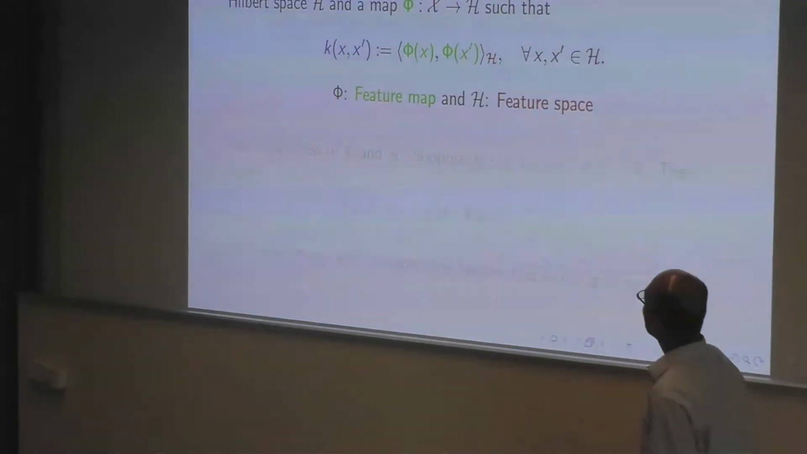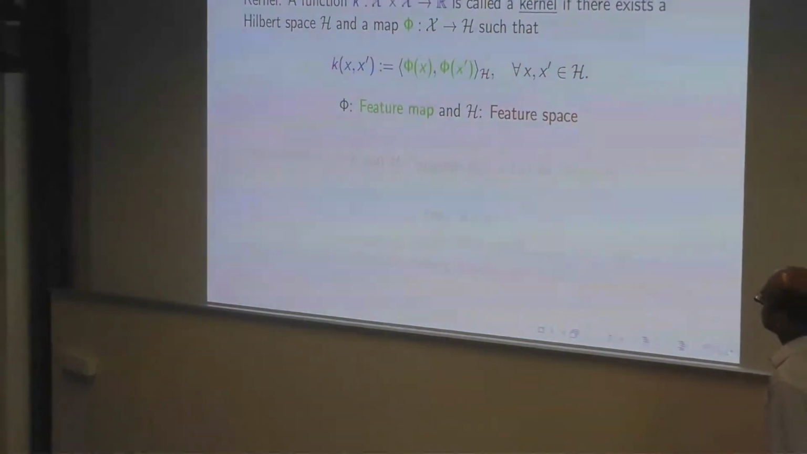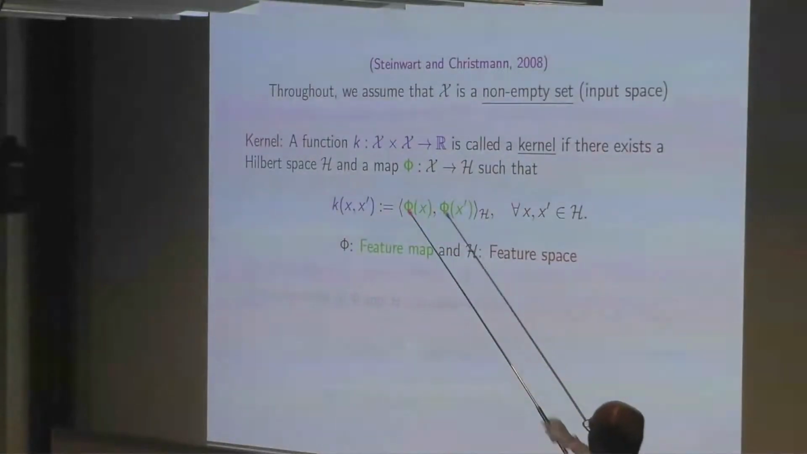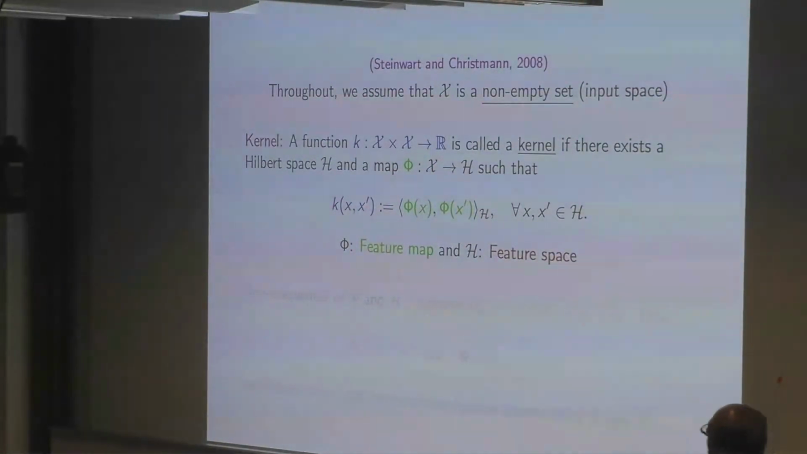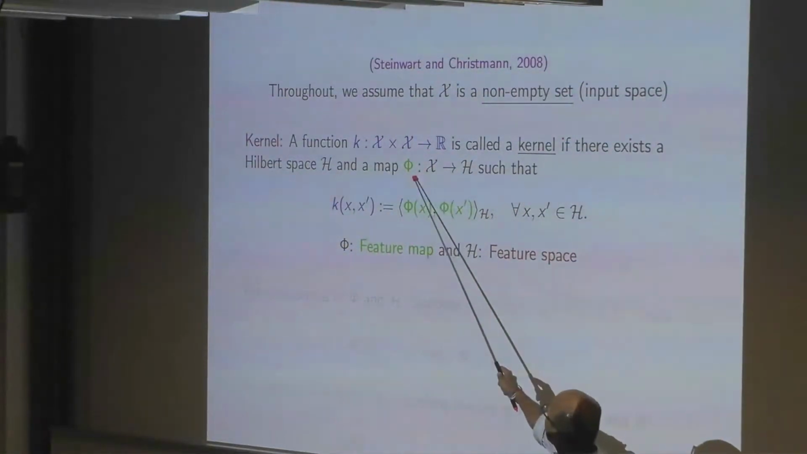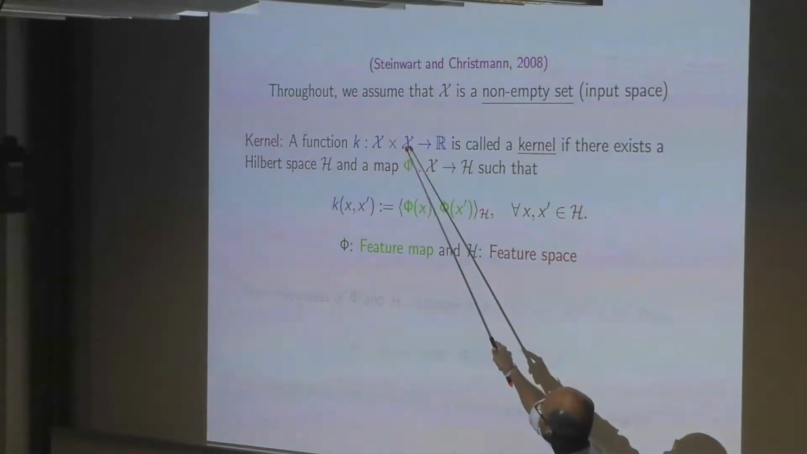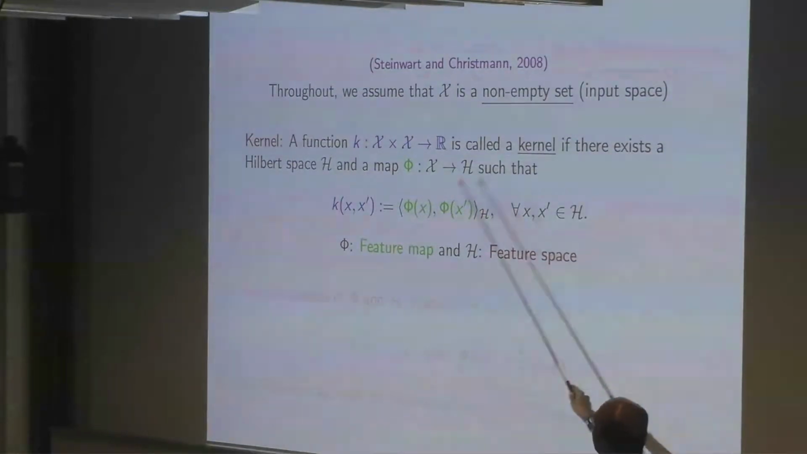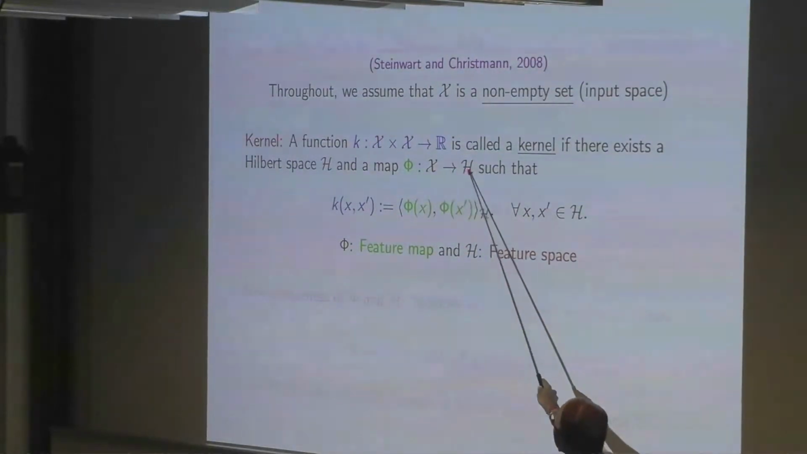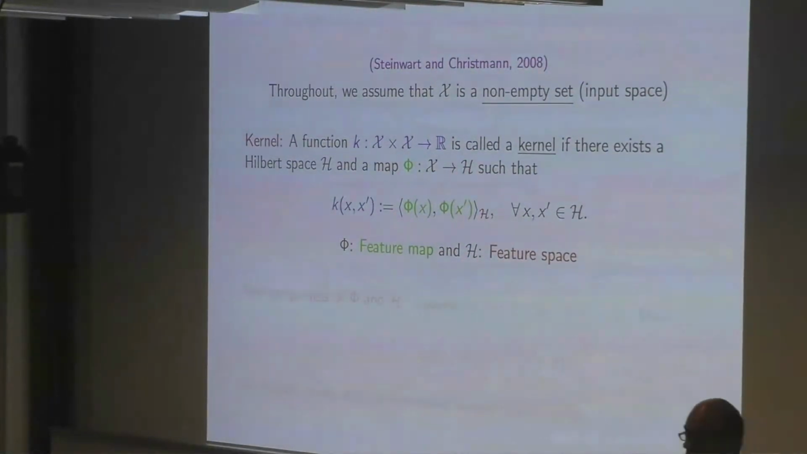Okay. So now, what is a kernel? A kernel is a bivariate function. It has 2 arguments and gives me a real number. I call a bivariate function a kernel if there exists a map phi. This phi is a map from x, which I'm going to just call the input space from now on. It's a map from the input space to a Hilbert space H.